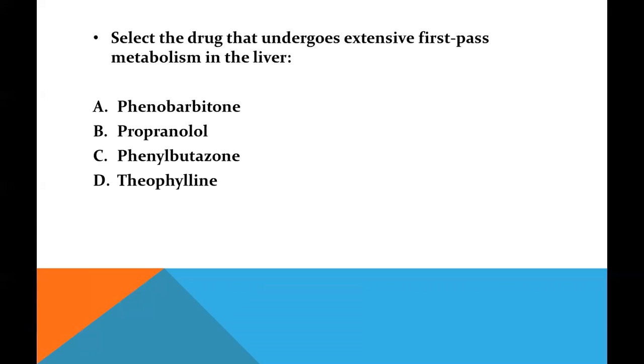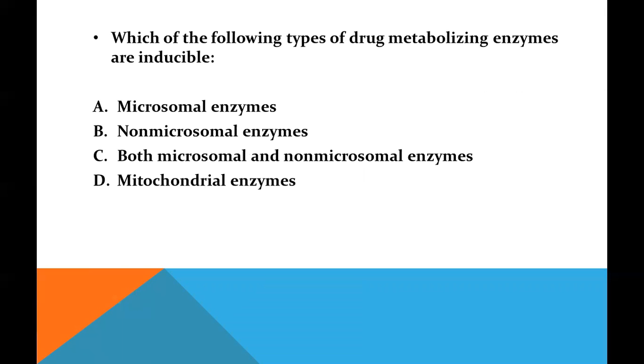The next question is, select the drug that undergoes extensive first pass metabolism in liver. So the options are phenobarbital, propranolol, phenylbutazone, theophylline. So the correct answer is option B, propranolol. Now moving to the next question.